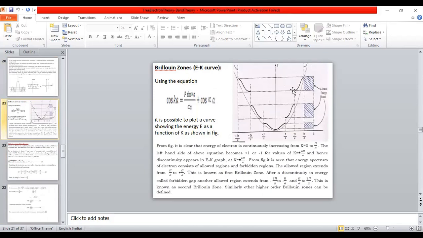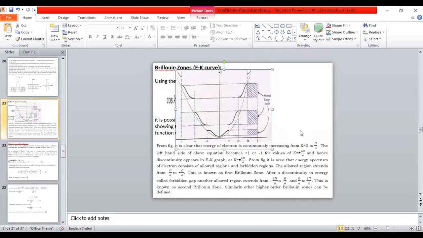So I have shown this diagram: forbidden region, allowed region, forbidden region, allowed region, forbidden region. The E versus K diagram looks like this: P sin alpha a by alpha a plus cos alpha a is equal to cos Ka. This curve shows the energy E as a function of K. By varying the values of K, we get different energies.